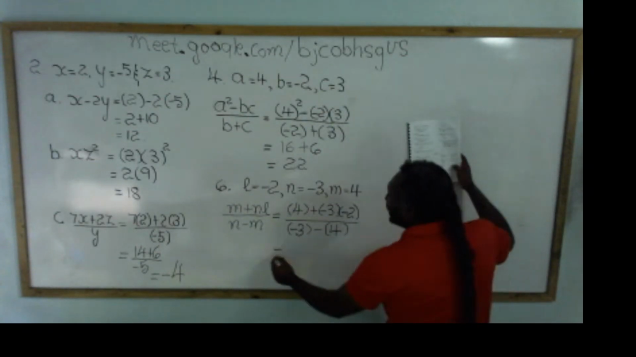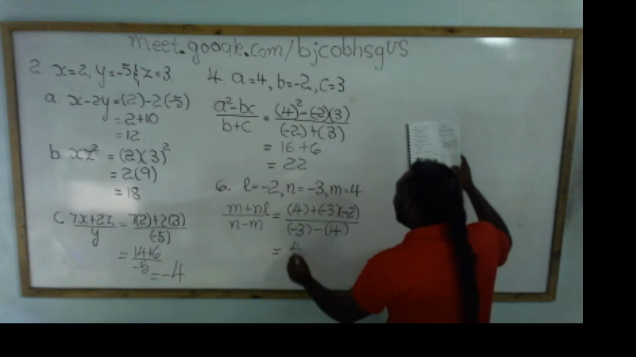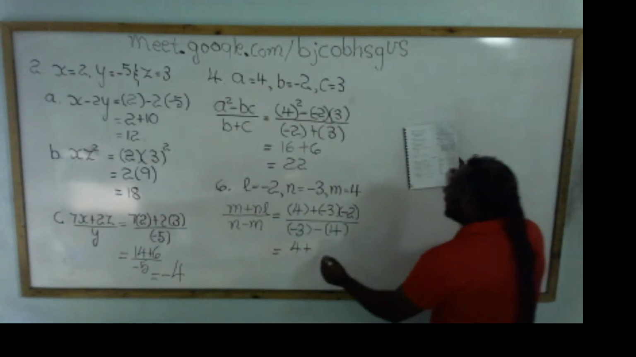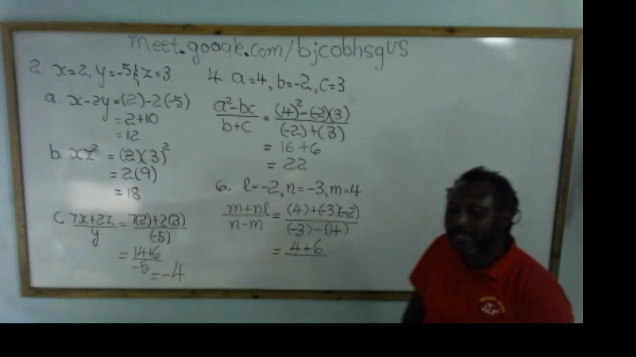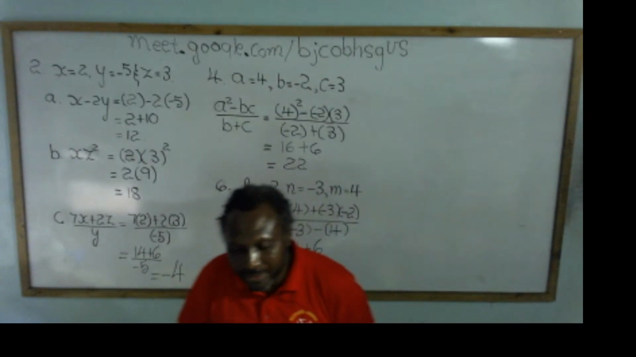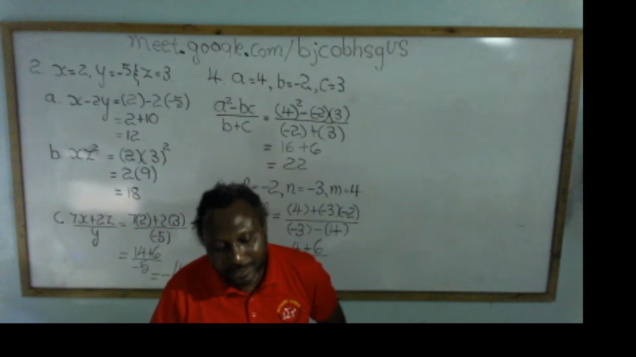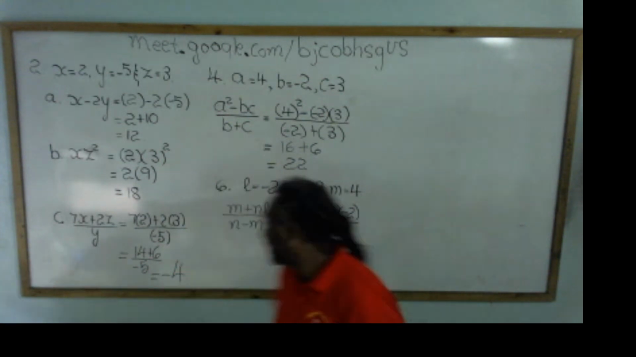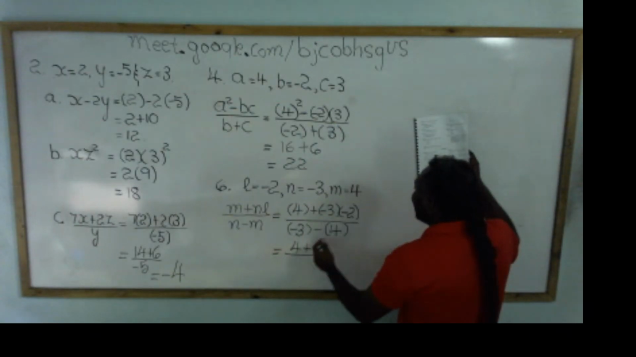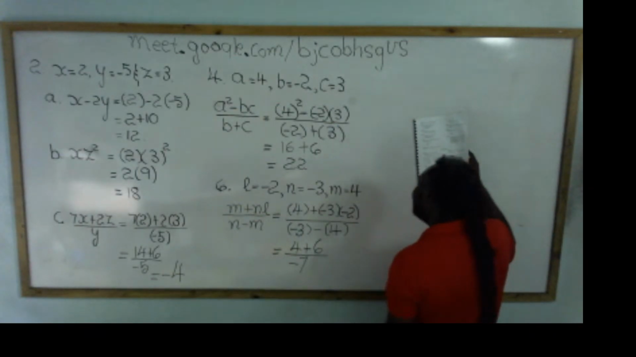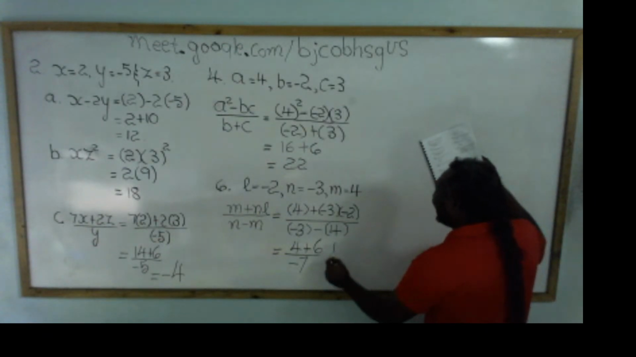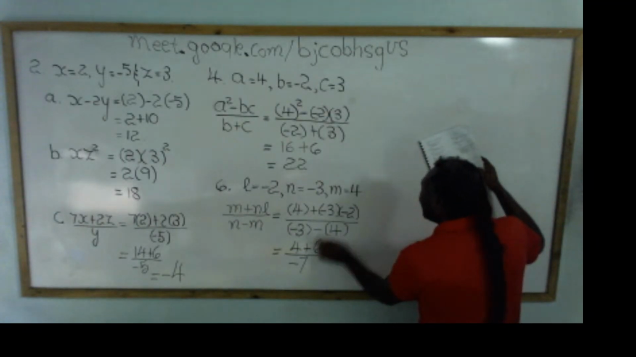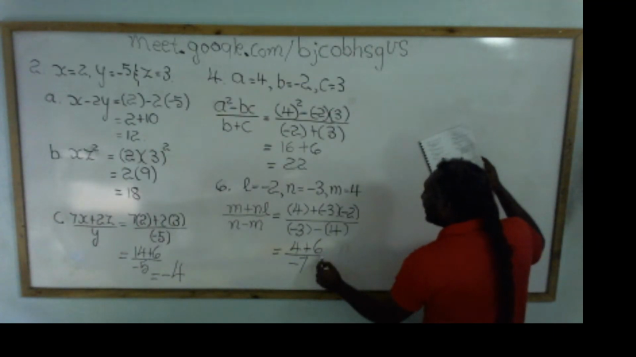So this is equal to 4 plus negative times negative is positive, all over, whenever we add numbers that have the same sign, we add the values and the answer will take the same sign as the numbers that we have added. So a negative 3 with a negative 4 will give you a negative 7. And that will give you 10 over negative 7.